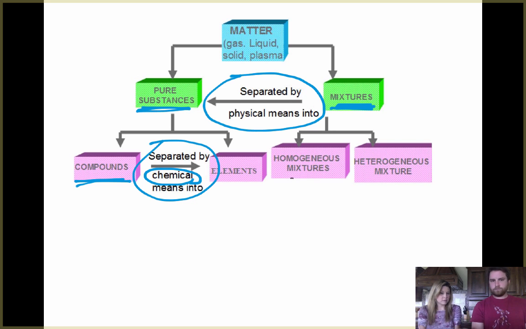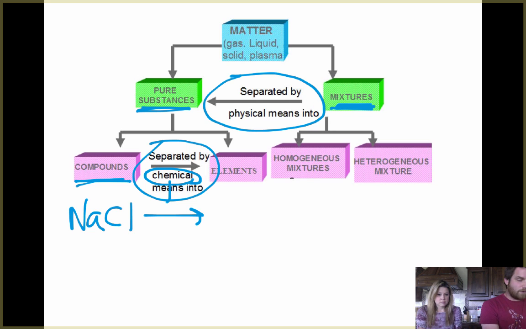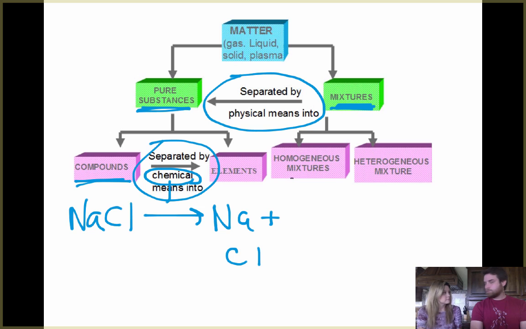They form bonds, they're chemically combined, they have to be chemically separated. So something like sodium chloride, table salt, can be chemically separated into sodium and chlorine. And that takes a chemical reaction. So I think that pretty much covers it all. Yep, easy enough.